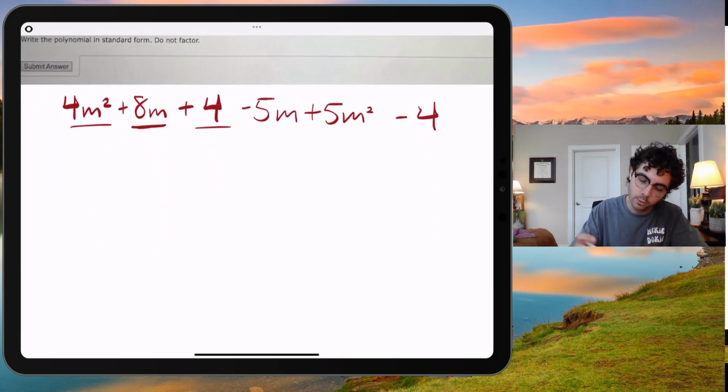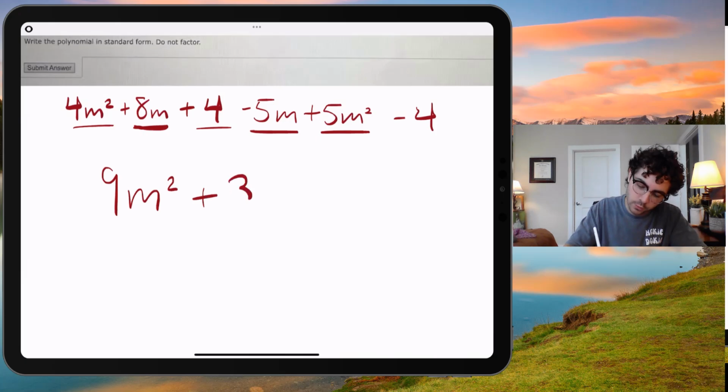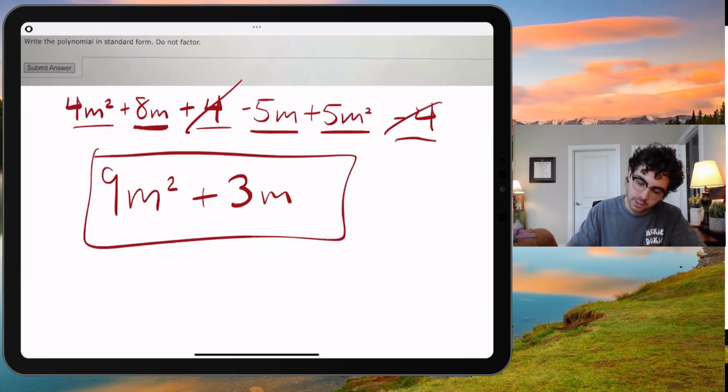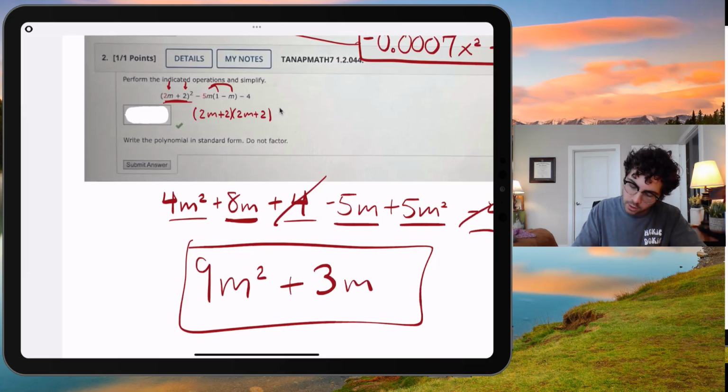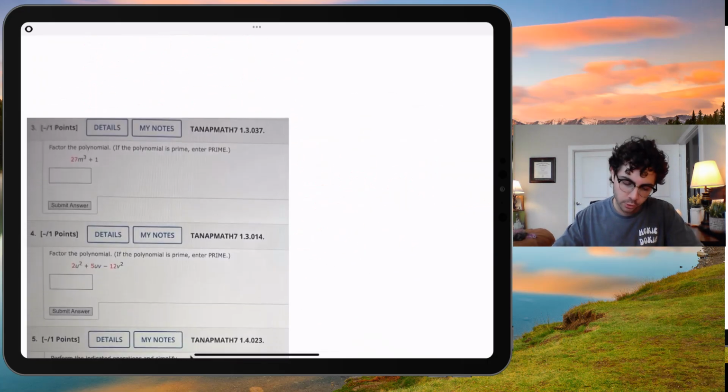What can we combine here? We have an m squared and an m squared, so we have 4 plus 5, that's 9m squared. We have an 8 minus a 5, so that's plus 3m. And then we have 4 minus 4. Those are gone. So 9m squared plus 3m is our final answer. All right, let's keep going with number 3.